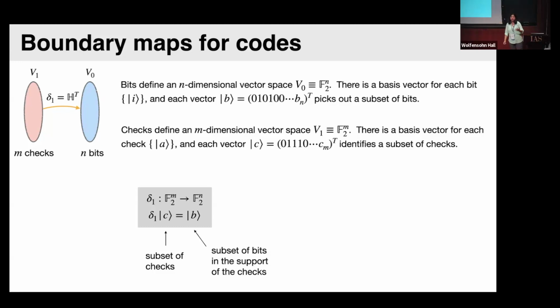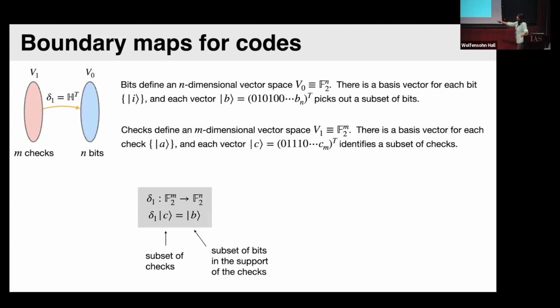Okay, and likewise, once you have a basis set of checks, if you have m checks, those also define an m-dimensional vector space, which we're going to call V1. This is F2 to the m, and again there's a basis vector for each of these m checks. And if you have a vector in this vector space V1, this is now an m-dimensional vector of zeros and ones. And once again, this picks out for you which checks are part of your subset.